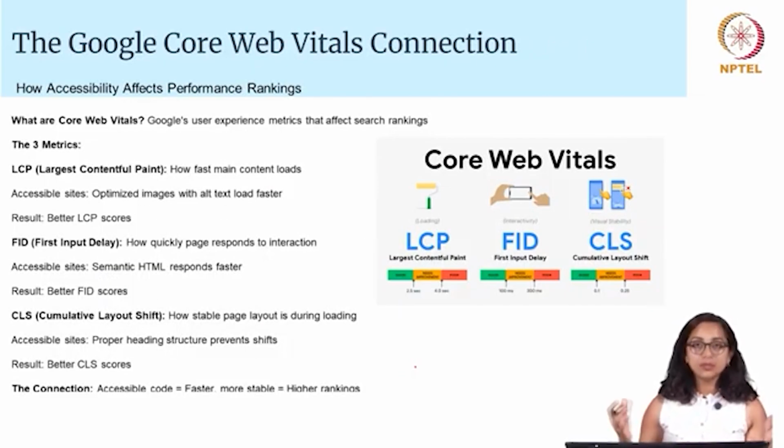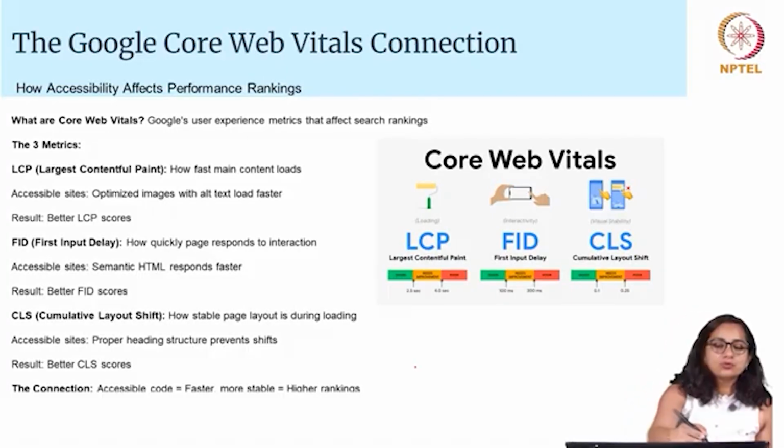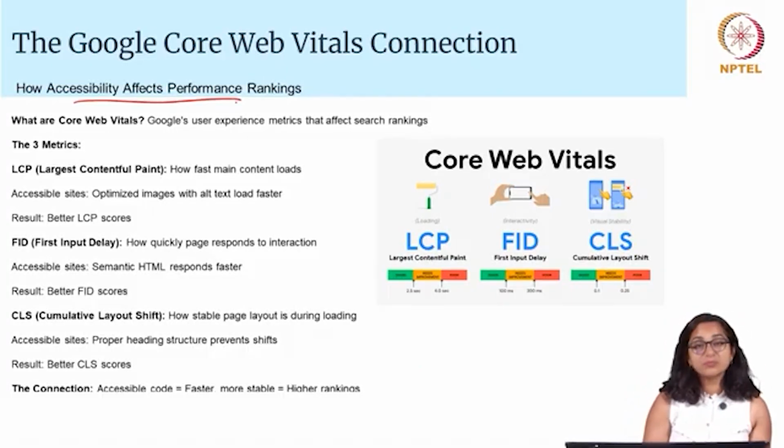So, the Google Core Web Vitals connection. Now we will come back to our core topic of SEO and how Google's user experience metrics affect search rankings, and how accessibility affects performance rankings. There are largely 3 metrics. LCP, which is the largest contentful paint, how fast main content loads.